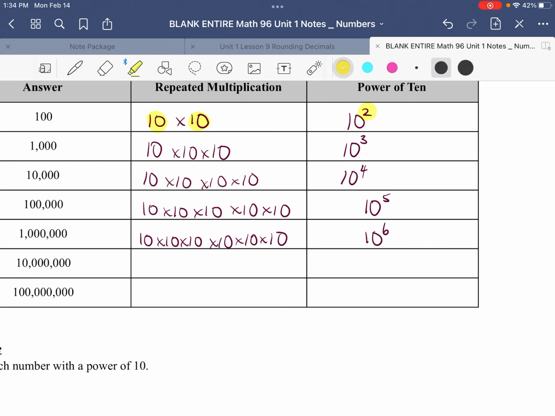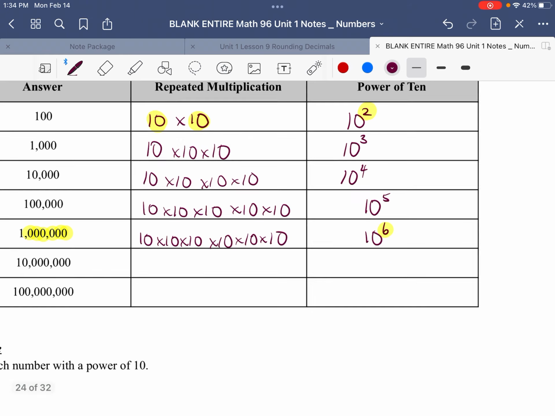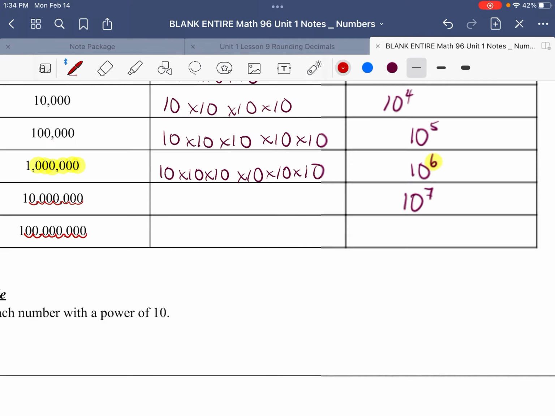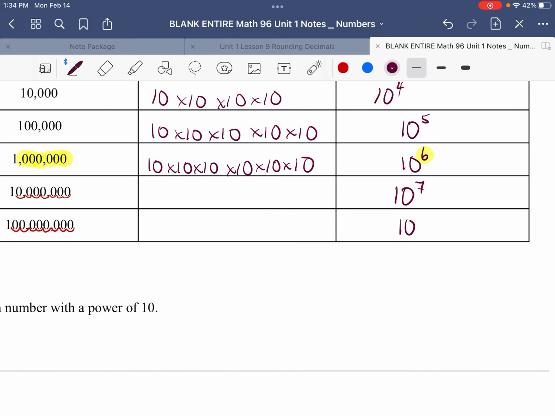You can also count up the number of zeros here: 1, 2, 3, 4, 5, 6. So we get 6. The next one we can predict is going to be 10 with an exponent 7. If we count up the number of zeros, you'll see we've got 1, 2, 3, 4, 5, 6, 7. Perfect. And the last one, we've got 1, 2, 3, 4, 5, 6, 7, 8. Got 8 zeros, so this is 10 exponent 8.